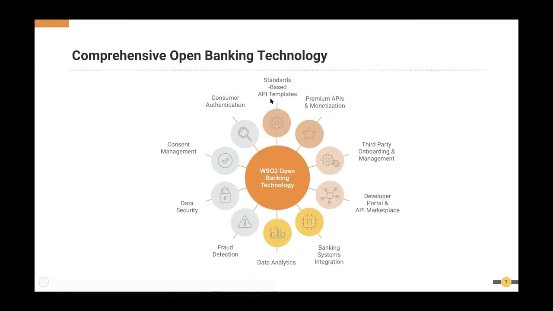By default, the WSO2 Open Banking solution is equipped with a set of standards-based API templates. Those are based on emerging open banking global standards like the Open Banking standard from the UK, the Berlin Group NextGen PSD2, and the Consumer Data Standards in Australia. What banks have to do is set up our solution and connect the available API templates to their core banking systems to get compliance much faster and at a much lower cost. We also provide support for accelerating compliance with each new version of these standards as well.